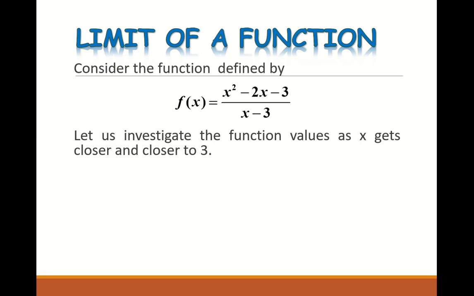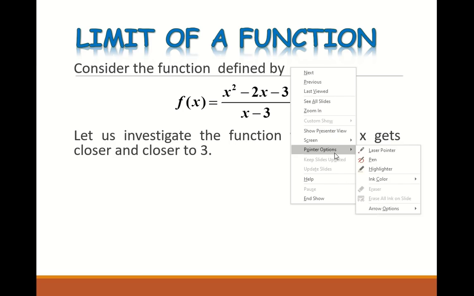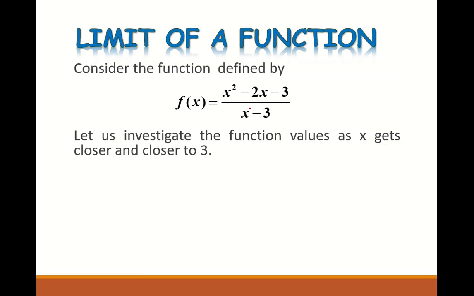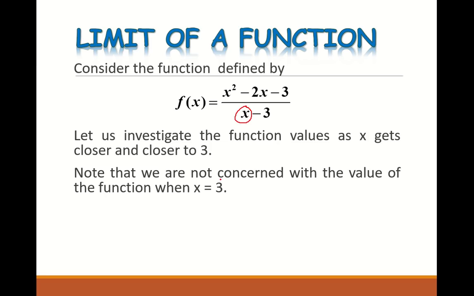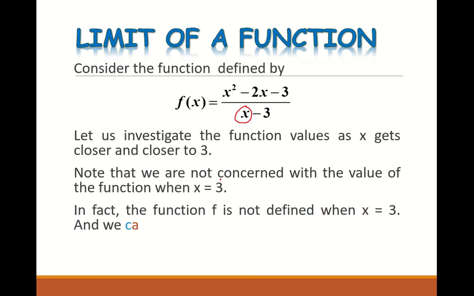So what will happen? In our previous discussion about functions, we know that if x equals 3, what will happen to this expression, or what will be the function? If x equals 3, then 3 minus 3 becomes 0. In our discussion on functions, we have to avoid this scenario because this will make the function undefined. We have to avoid the denominator equal to 0. Okay? But anyway, we are not concerned with the value of the function when x equals 3. What we are after is to look at the values of the function as x gets closer and closer to 3.